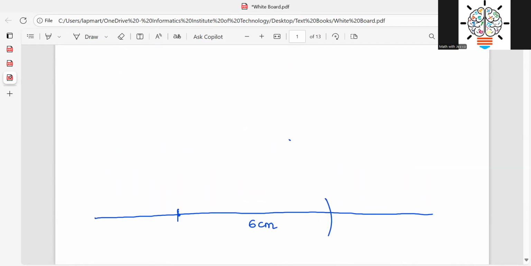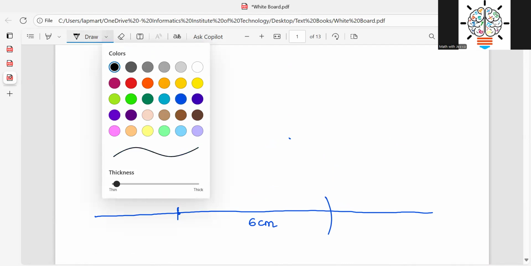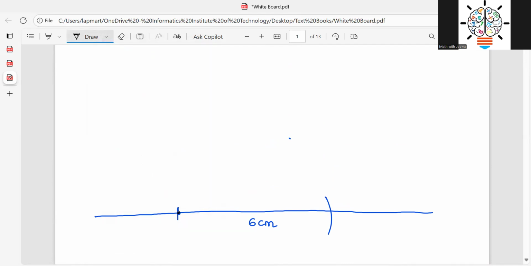Then what I do, children, I make the compass smaller, and I draw the 2 arcs like this. I keep the point here and draw the 2 arcs. Then I extend the line like this. Keep the ruler, extend. What I did, children? I created the 90 degree here.